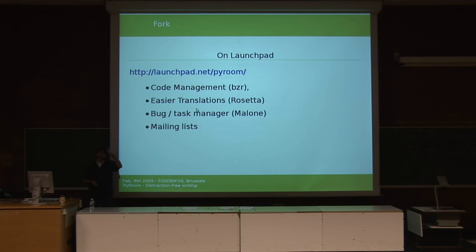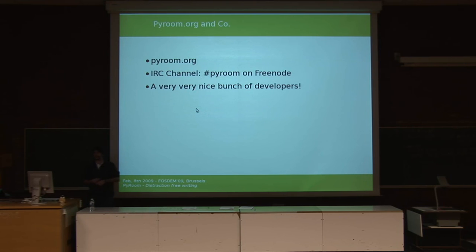So I decided to fork it. Forks are interesting because you can do it. It's GPL version 3, so I started up a project on Launchpad. The advantage of Launchpad is that you have code management. You can have as many branches as you want. It's easier for the translators if you use Rosetta. There is a bug manager that I'm usually using as a task manager, and there are mailing lists so you can discuss topics.